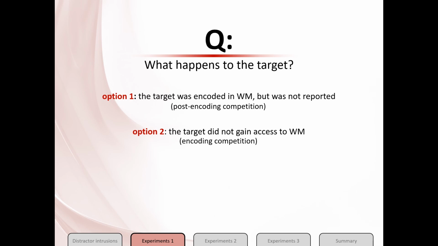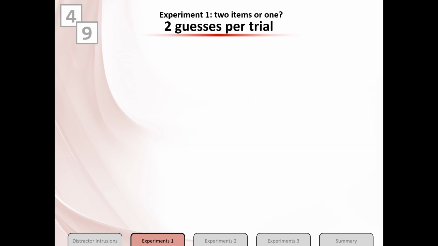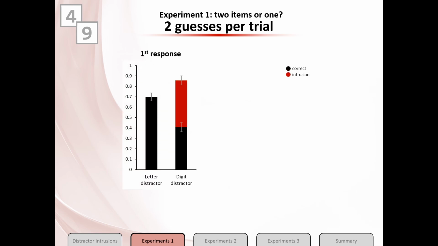How do we go about differentiating between the two accounts? In the first experiment, we simply allowed participants to have two guesses regarding the identity of the target instead of one. We assumed that if both items are encoded, then there should be some uncertainty regarding which one of them was the target. So in that case, if participants first reported the distractor, they should then use the second response to report the target. For the first response, we can see that the behavioral results replicate, meaning that accuracy is much higher in the baseline condition relative to when the target is followed by a digit.